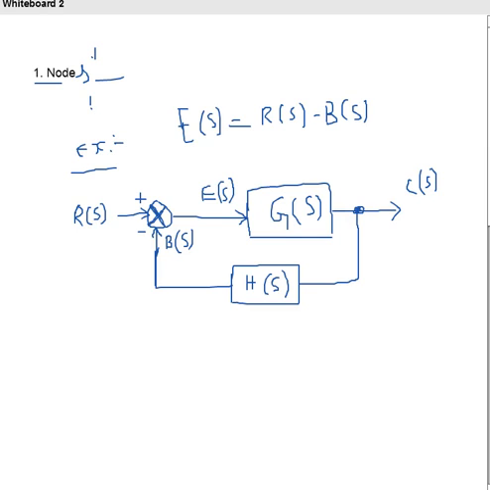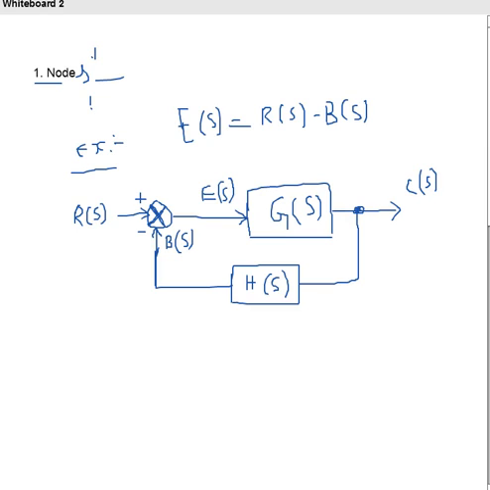The forward block is a forward transfer function. The functions and all will be explained in applications. I am not considering any application here, just one simple closed loop system. When I come to the applications, closed loop system and open loop system, I will explain that time.